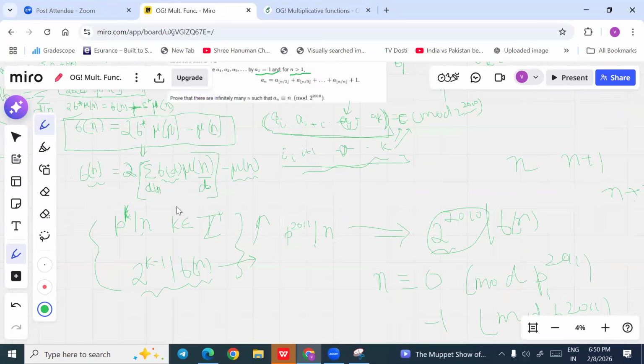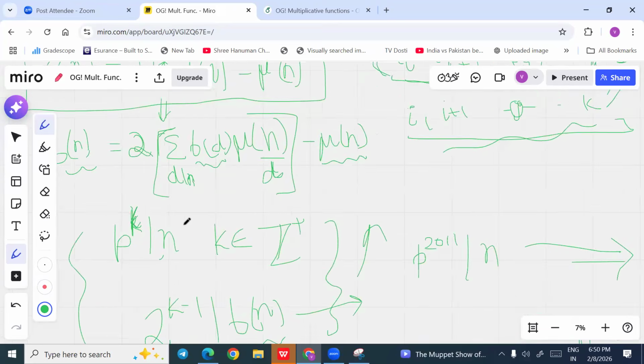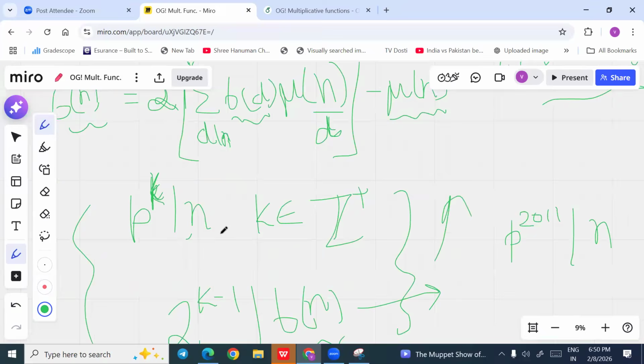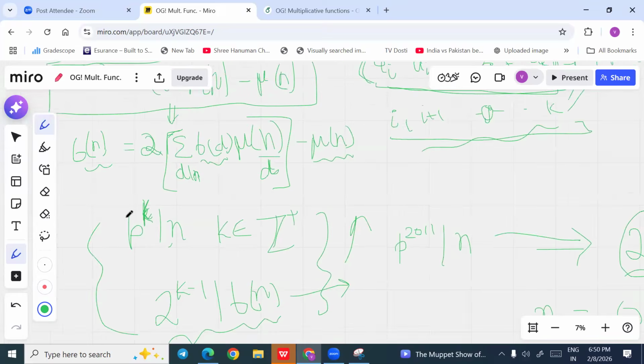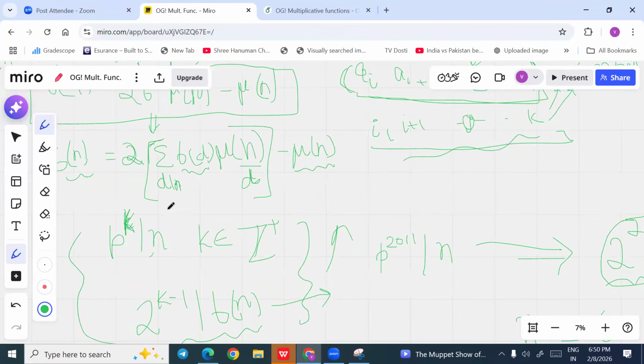Won't the Mobius change that? Do you see that p to the k divides n? Oh, okay, so if k is greater than 1, then this just becomes 0, so this apparently does nothing.